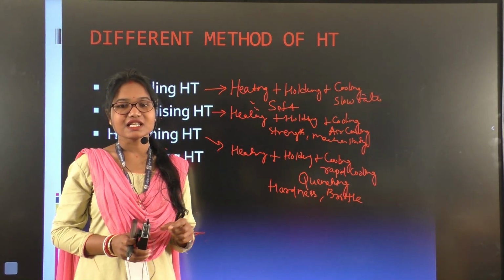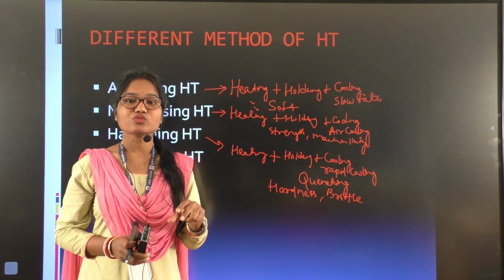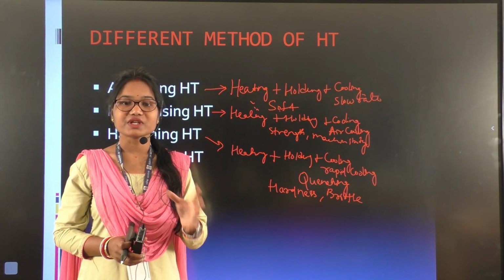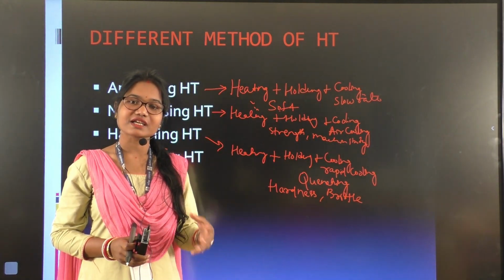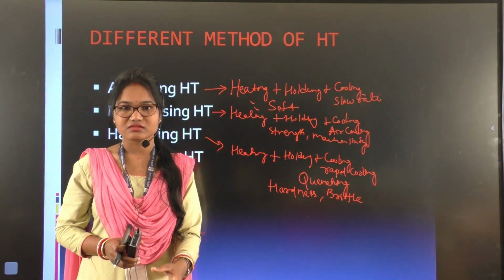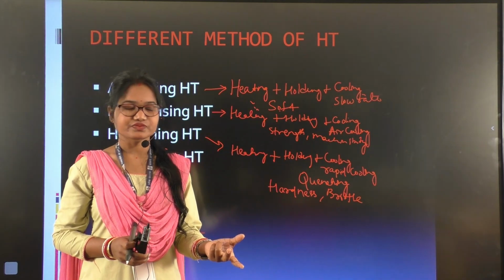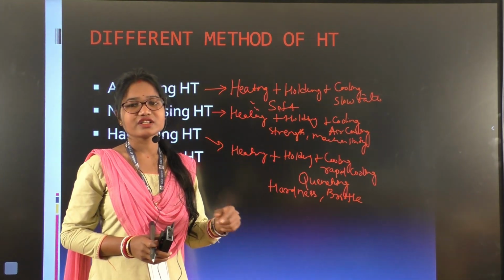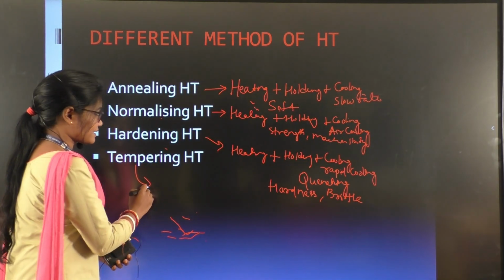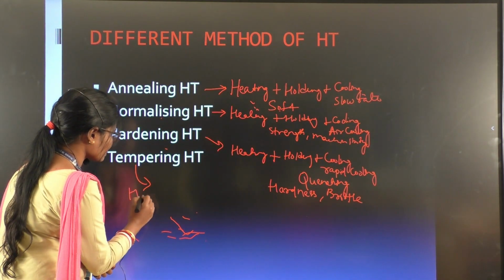If a metal is kept in a quenching medium for more than 6 to 7 hours or more than 12 hours, then the whole metal will become brittle. If we use that brittle metal for a particular application, it may crack under some load. So in order to avoid that cracking, or that much hardness, we do the tempering method. The tempering method is always done on the hardened metal.